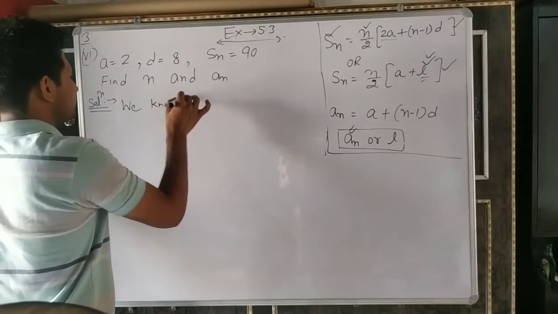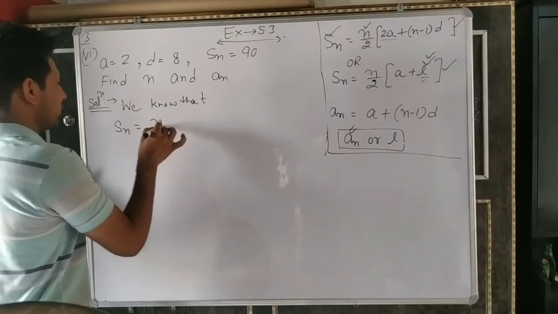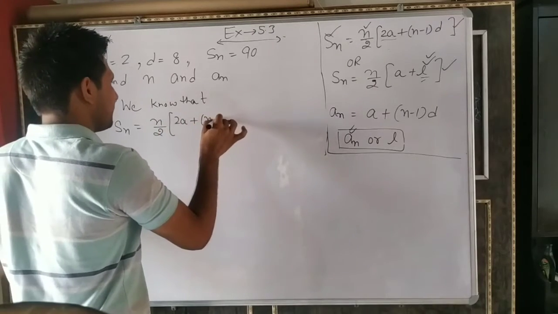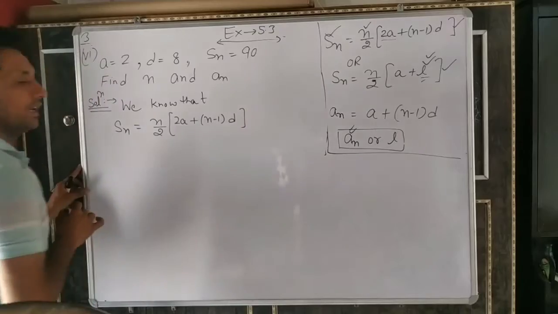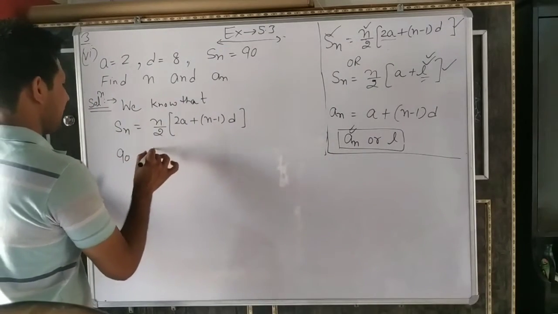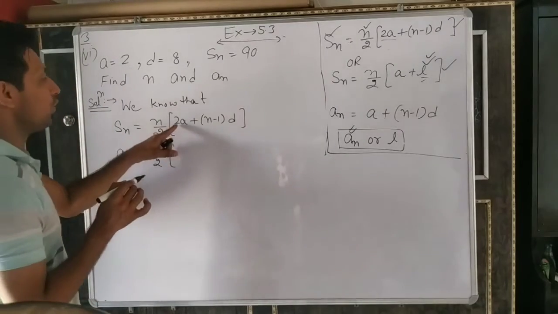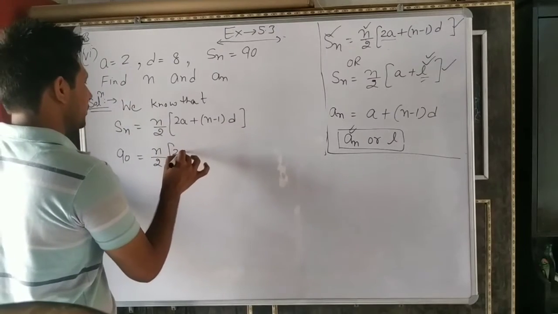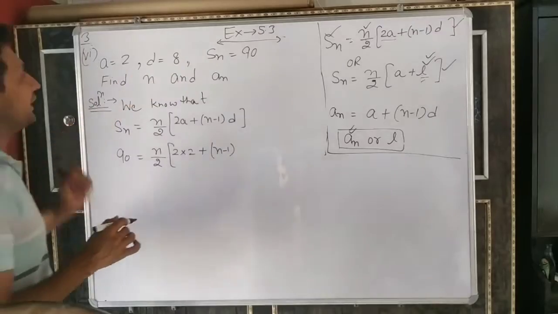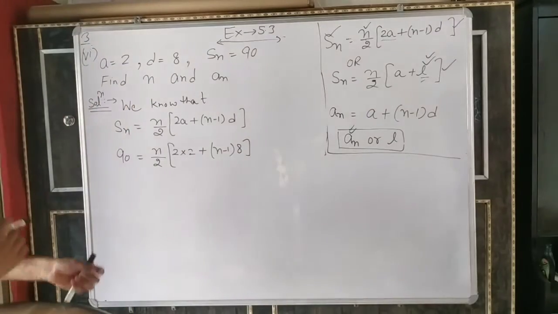We know that Sn equals n upon 2 times (2a plus (n minus 1) into d). It's very simple. Sn value is 90. We want to find n. So n upon 2 times (2 into a, where a is 2, so 2 into 2, plus (n minus 1) into d). D is 8. Understand? Now we will solve it.